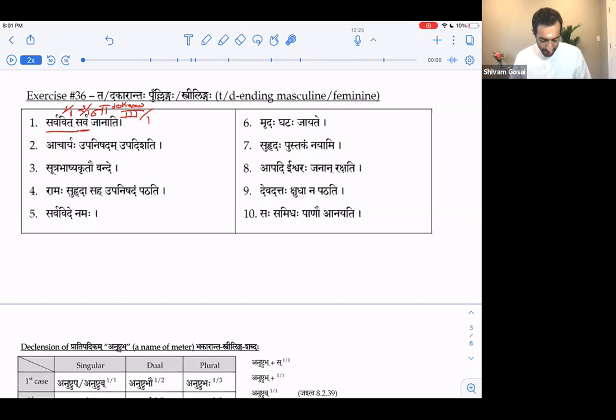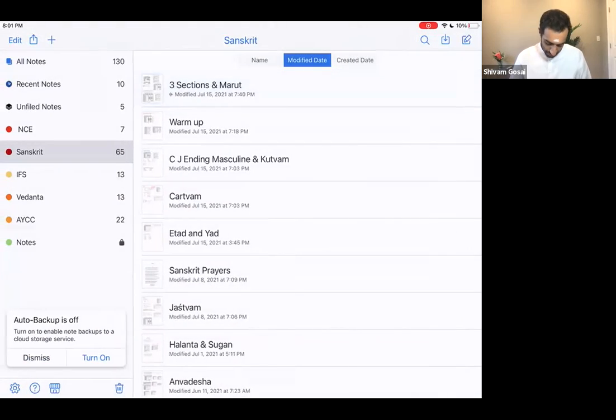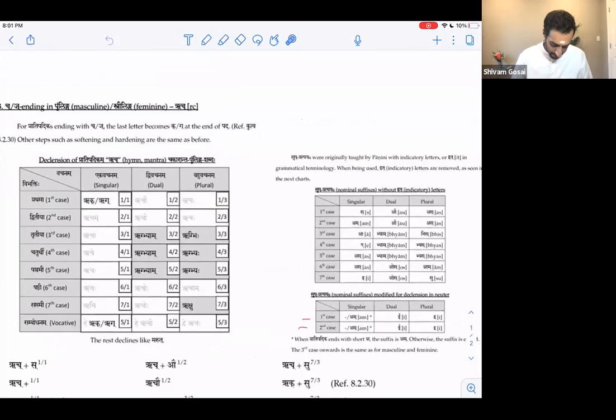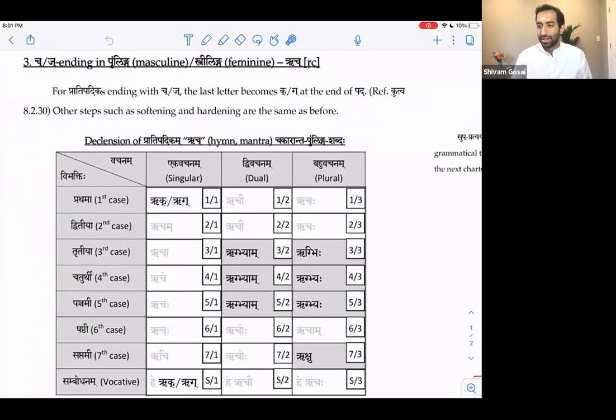Okay, we're going to switch gears to start with our new word. We're going to go to the next pratipadika. The next pratipadika is rich. This is page 133 in the book. Cha or ja ending, strilinga. Notice how this is strilinga, feminine, rich shabda. Have you heard the word rich? You have, because it's the word in Rig Mantra or Rig Veda. Rig comes from rich. Rich is the pratipadika. So it's that type of mantra.